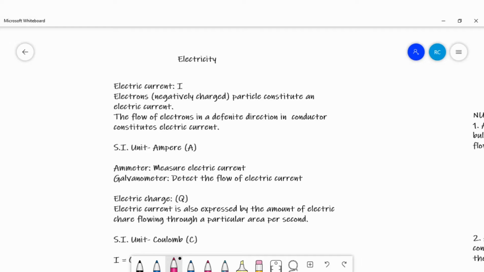Today we will discuss the lesson electricity, and let us discuss the important points you need to study in this lesson. So basically you need to know about electric current.